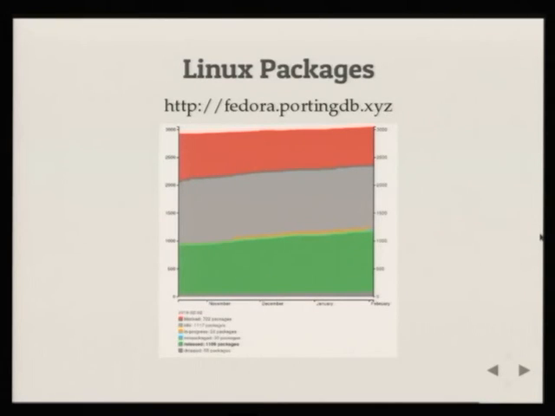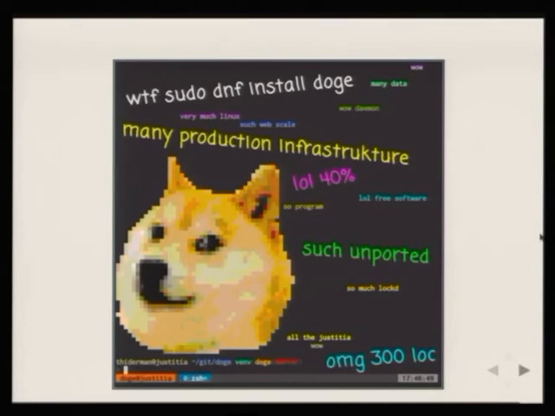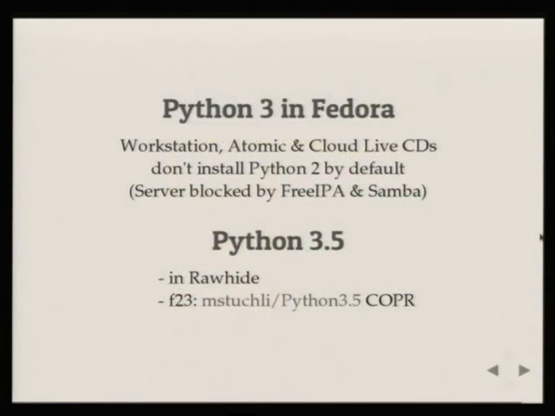But still, it's about 40%. It might seem like a low number, but keep in mind, these are packages like printing an image of a dog to your terminal, right? I mean, you probably don't need this ported to Python 3 right away, and if it drags in a different interpreter, well, who cares?